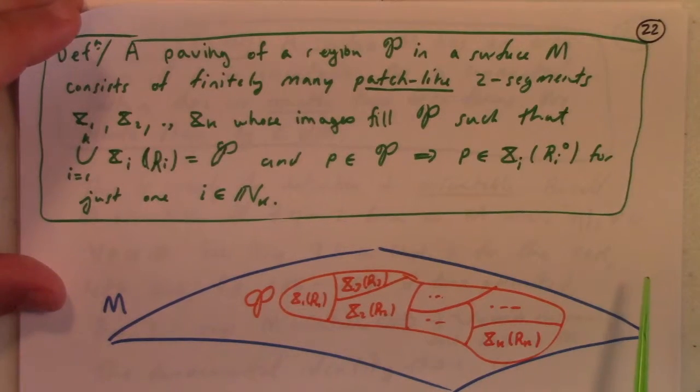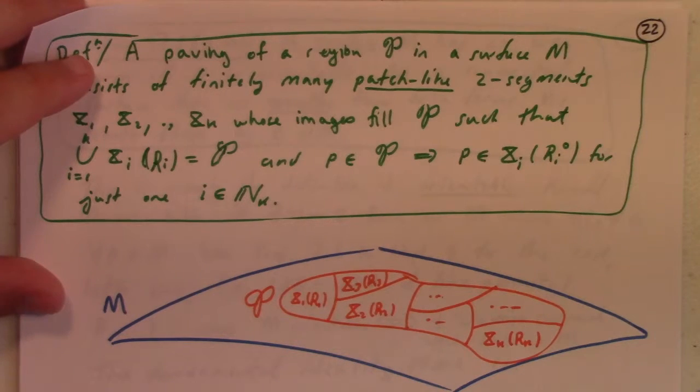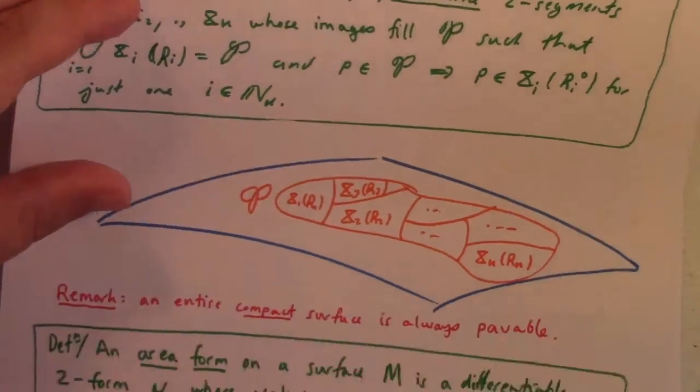It's just kind of like non-overlapping scales or something. By the way, an entire compact surface is always pavable because, of course, every open cover admits a finite subcover, and so in that finite subcover you can build these things. All right.